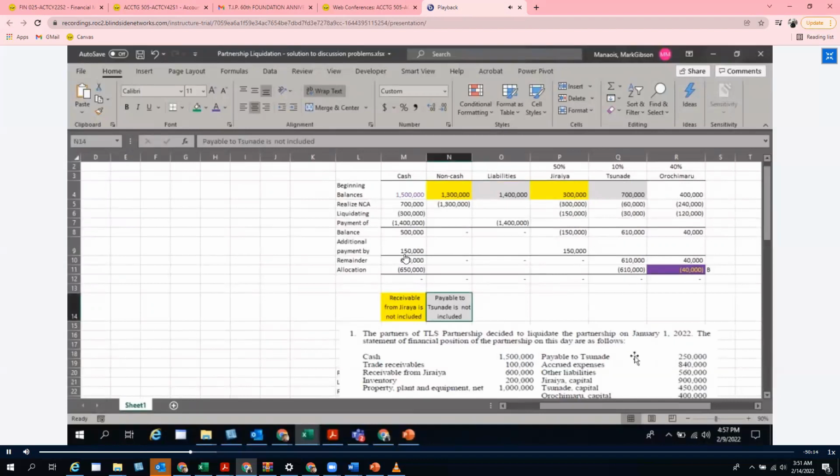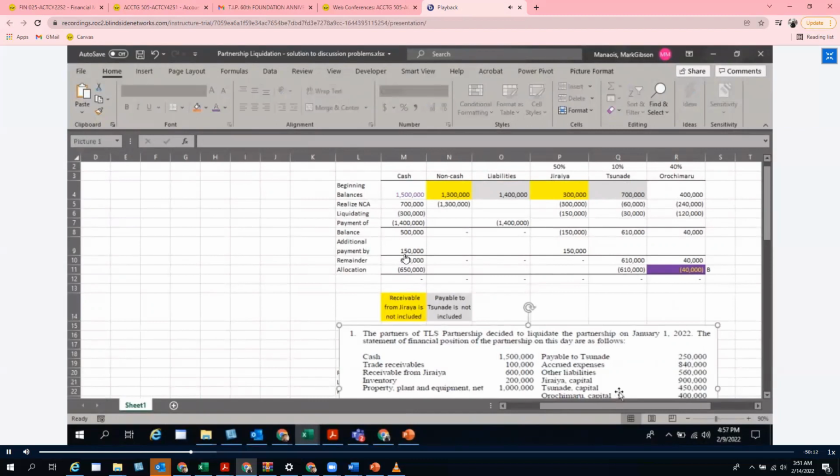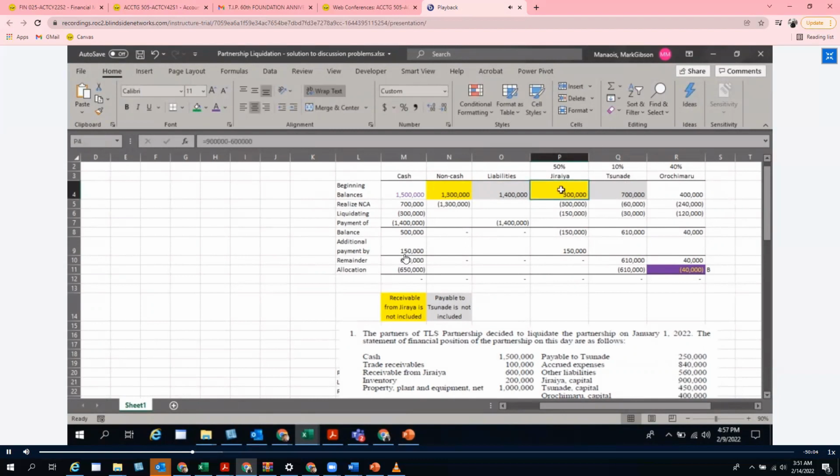treatment, no? Now, pag punta natin kay Jairaya, tingnan natin si Jairaya Capital. Yung capital ni Jairaya should be 900,000. But look, we already deducted yung receivable natin na 600,000. So, original balance of 900,000 less the receivable from Jairaya of 600,000. No? So, it's already net.